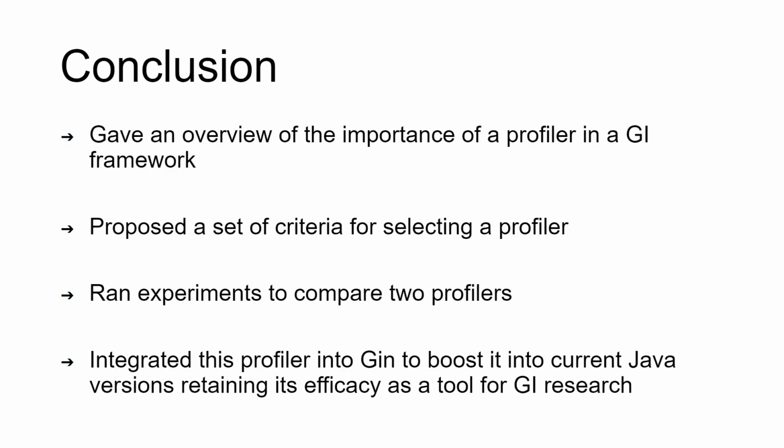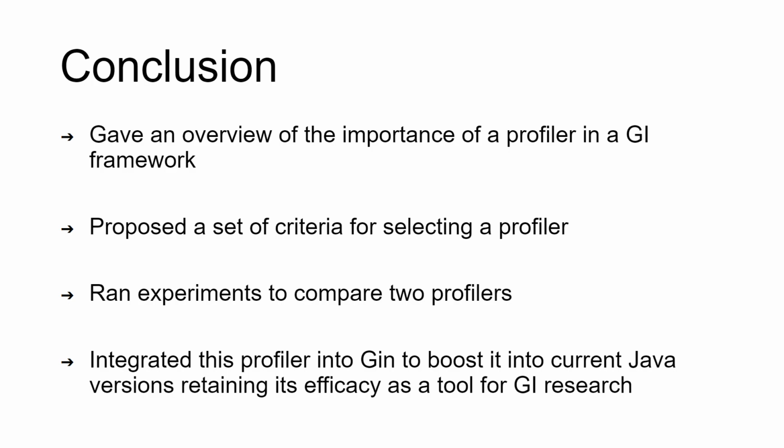So some conclusions from the research. It gave an overview of the importance of a profiler. In a genetic improvement framework, it's important to not just throw edits anywhere. If you're editing 100% of the code, this is a huge search space. It's going to take a lot of time to run this code, test it, make sure it works the same, make sure it compiles. So it's important to have a profiler that can select methods that take up a lot of the CPU's time.